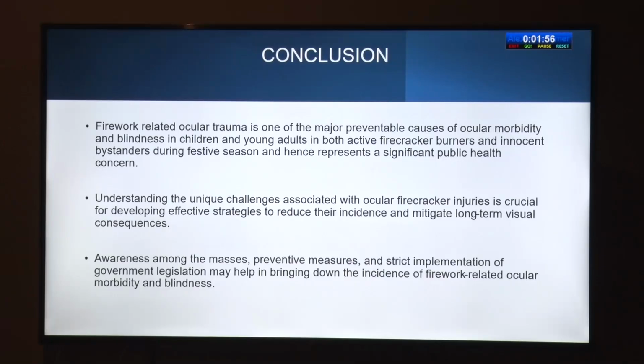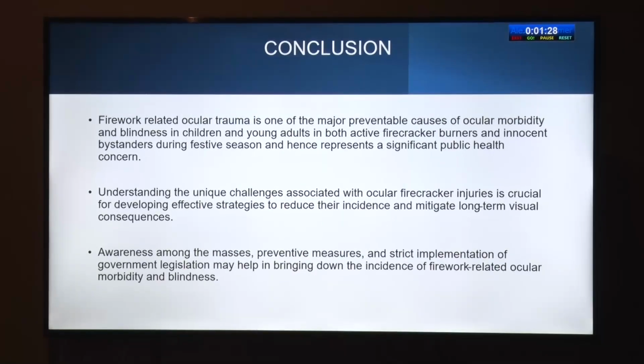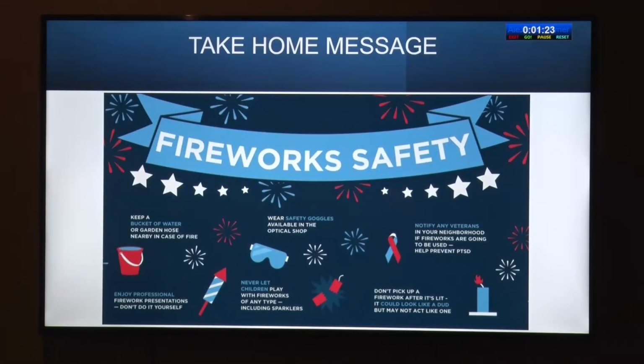In conclusion, I would like to say that firework-related ocular trauma is one of the major preventable causes of ocular morbidity and blindness in children and young adults, in both active firecracker burners and innocent bystanders during the festive season, and hence represents a significant public health concern. Understanding these unique challenges associated with ocular firecracker injuries is crucial for developing effective strategies to reduce the incidence and mitigate long-term visual consequences. Awareness among the masses, preventive measures, and strict implementation of government legislation may help in bringing down the incidence of firework-related ocular morbidity and blindness.